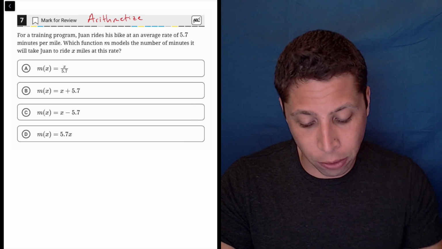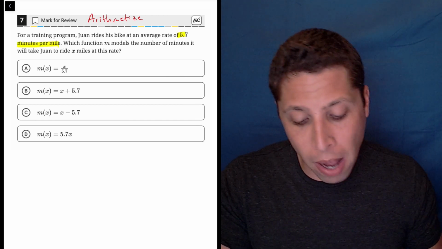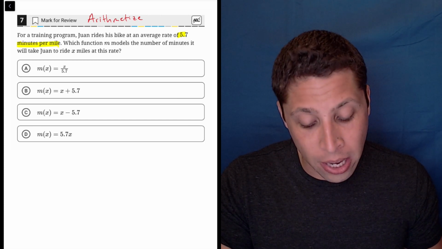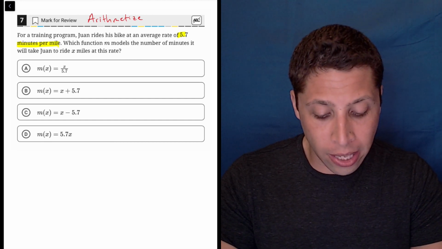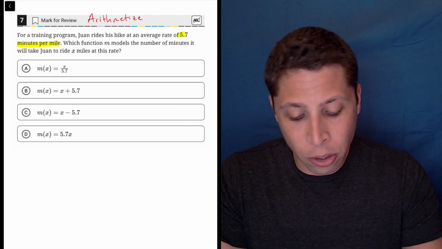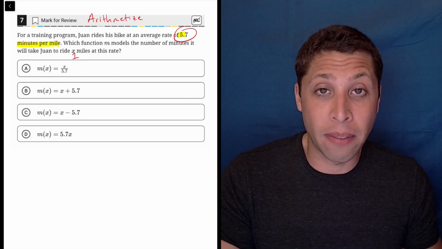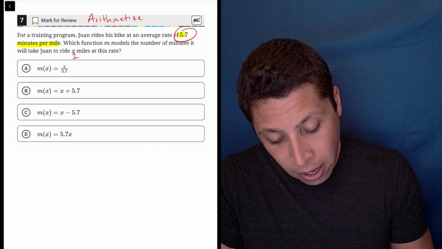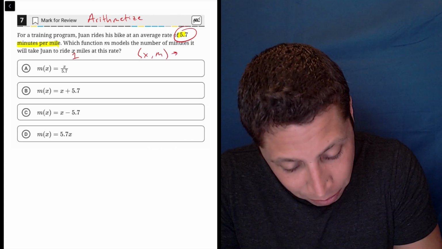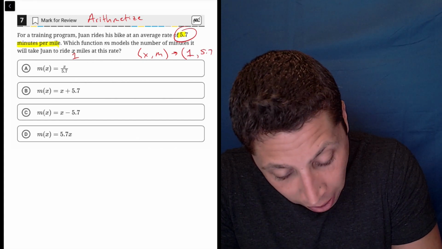So in this case, they say for a training program, Juan rides his bike at an average rate of 5.7 minutes per mile. Which function m models the number of minutes it will take Juan to ride x miles at this rate? Well, the simplest thing is, just use the rate they gave us. They say 5.7 minutes per mile. So how long will it take to go 1 mile? Well, 5.7 minutes. So in a way, I'm kind of coming up with a point here. And the point is, if it's an x m point, right? It's kind of weird, but it still matches. We have then x is 1 and m is 5.7.